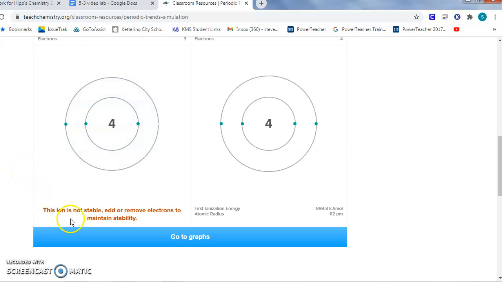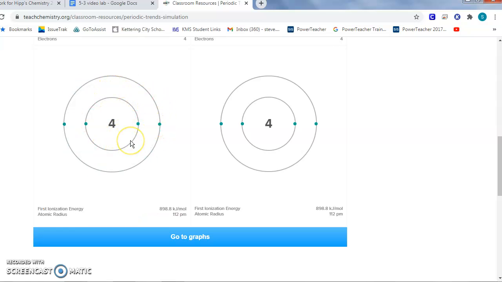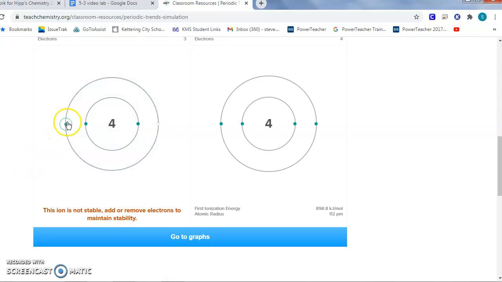Now it didn't tell us what happened to it. It didn't say what happened to the radius. Did it get smaller or bigger? What's the new radius? Why? Because it says it's not stable, which means we need to remove another one. And it would make sense. See, we had one here. We had 2. But that second level takes 8 electrons to fill it. So what's easier for beryllium? To gain 6 electrons and become 6 minus, or to lose 2 electrons and become 2 plus?